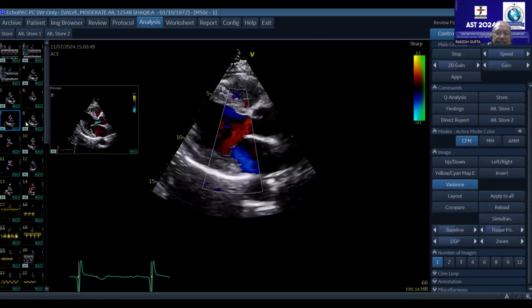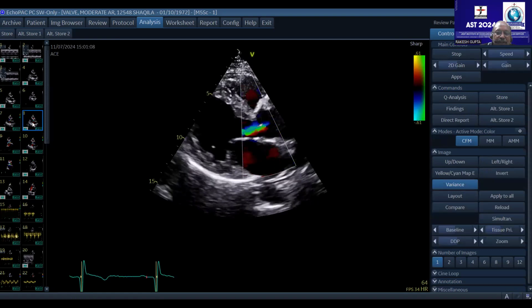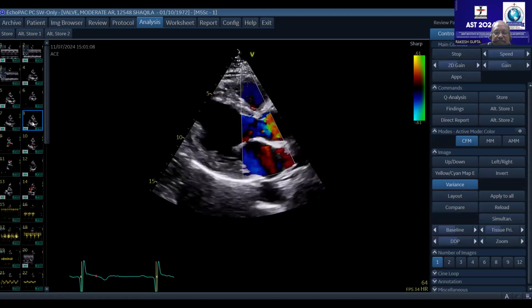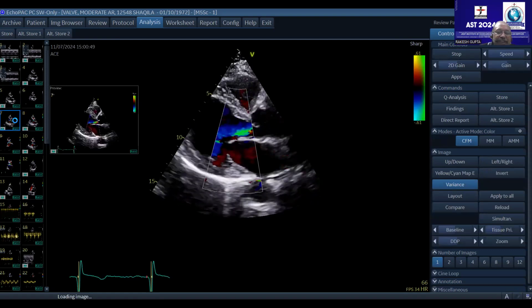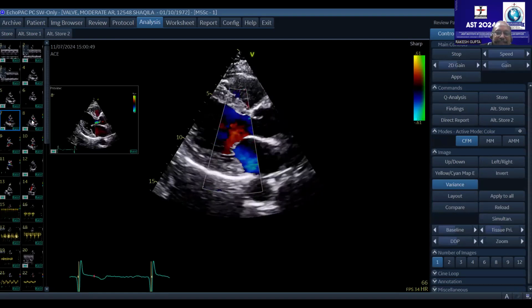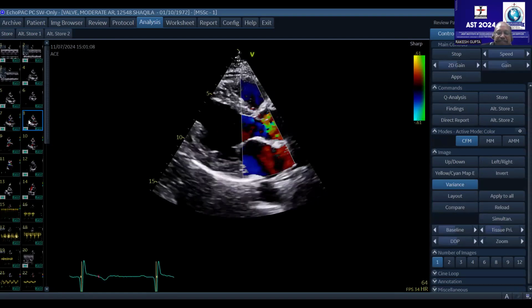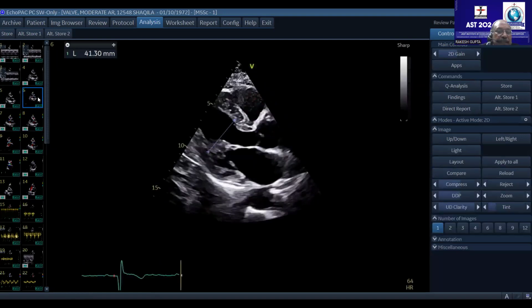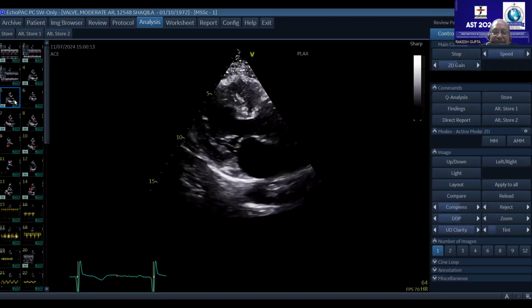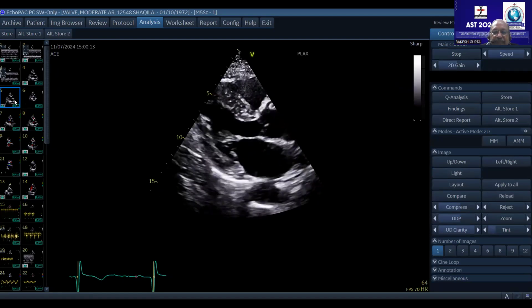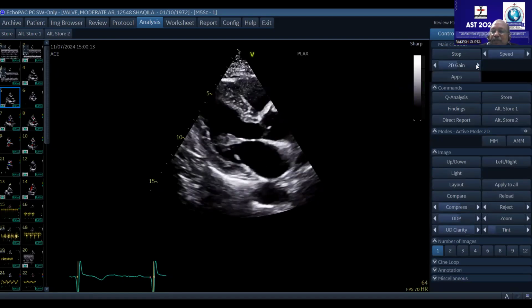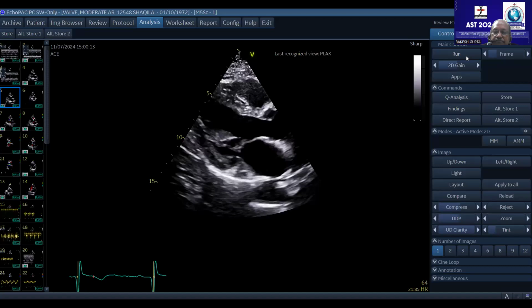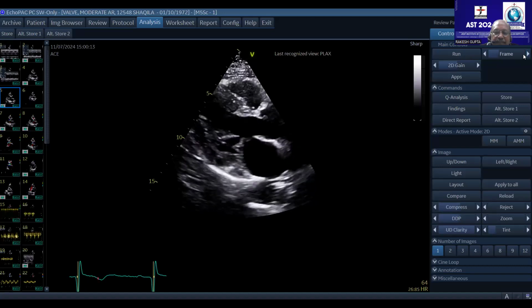So let's move further. And now you can see a beautiful two jets. One jet you can see in one image over here and a second image over here. They are two different images, not the same image. So before I measure my jets, I have to look at my LVOT diameter. And how do I measure my LVOT diameter? I'm going to stop it for you and move frame by frame.